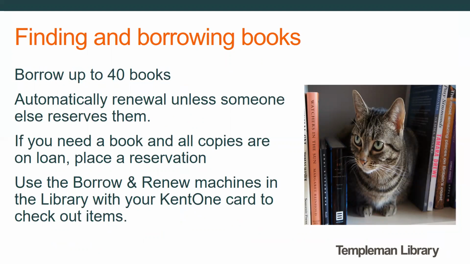You can borrow up to 40 books from the Templeman at any one time. Items will be automatically renewed unless someone else reserves them. If you need a book and all copies are on loan, place a reservation to get it. To keep track of all your borrowed items, log into your account in Library Search. We're now going to watch a short film which shows you how you find your book on the shelves and how you borrow it.